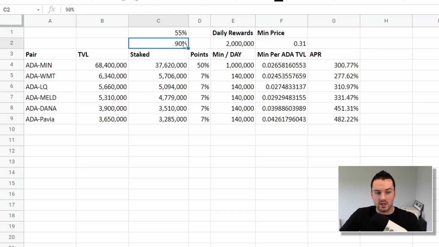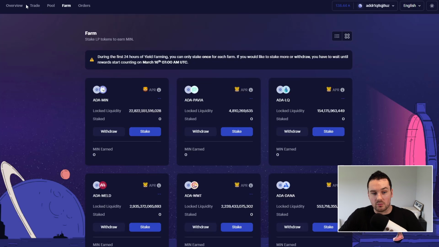And on this, what I've done is I've said I expect about 90% of the TVL to go into yield farming. So then as you go up there, Meld, still over 300% is nice. The LQ pair, again, in around 300%, and World Mobile, just slightly below 300%. So again, it will depend on what TVL gets converted into providing liquidity on this, and that will determine what the rate is.